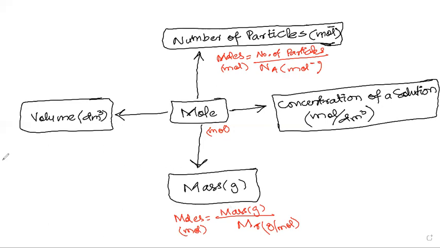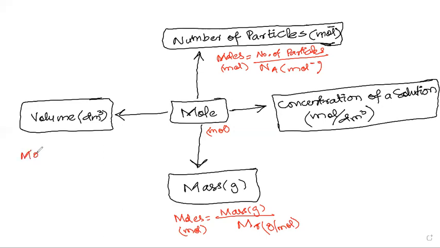Then comes volume. Volume is usually considered in decimeter cube. However, in lab, most of the time you would be working with centimeter cube. Though decimeter cube is the standard unit, the work we perform in lab does not require too big amounts. That's why we are mostly working with centimeter cube. 1 decimeter cube is equal to 1000 centimeter cubes.